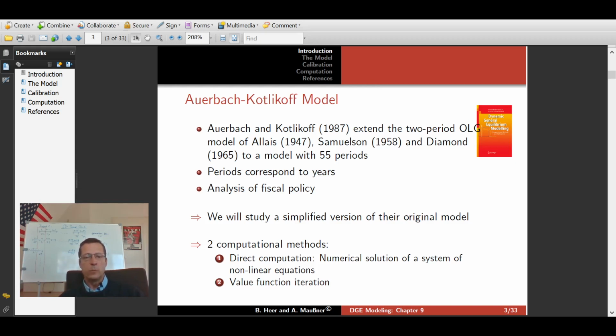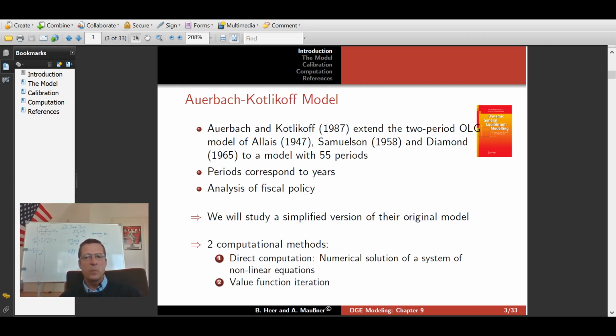So Allais, who basically invented it in 1947, was often not associated with the two-period overlapping generations model because he wrote his book Économie et Intérêt in French, so it was not widely noticed. And Samuelson and Diamond, independently, probably not knowing the work of Allais, developed the two-period overlapping generations model later on. All three, Allais, Samuelson, and Diamond, were awarded the Nobel Prize. First was Samuelson in 1970, then Allais in 1988, and then Diamond in 2010. So everyone got it 20 years apart.